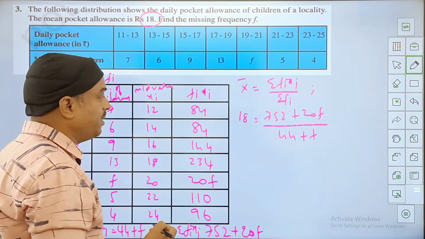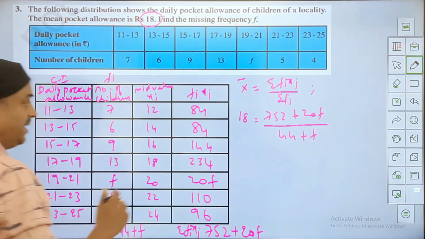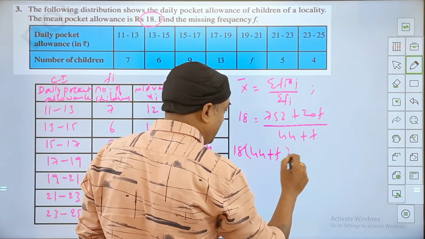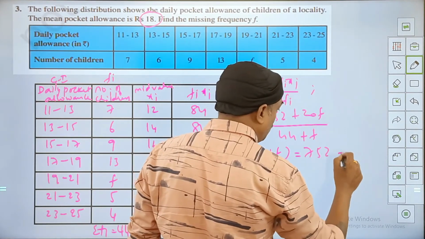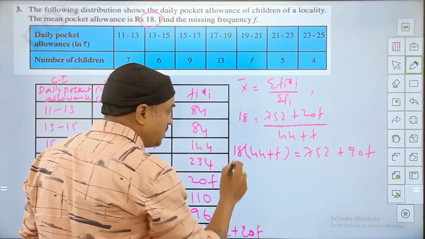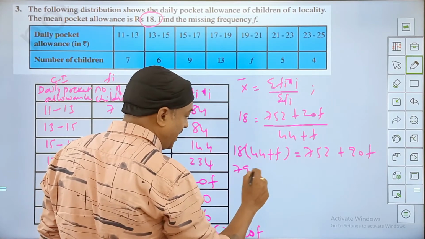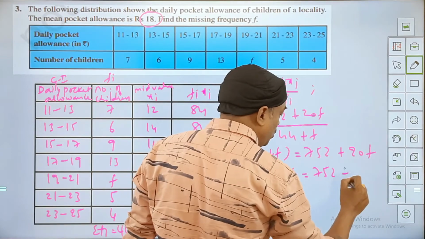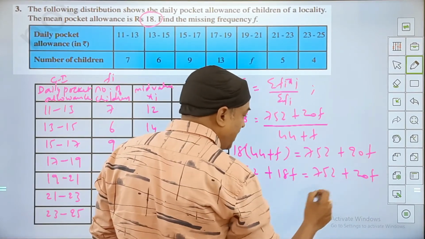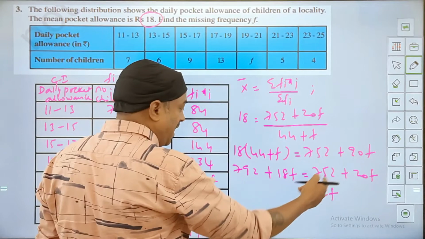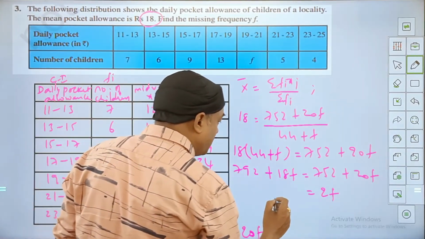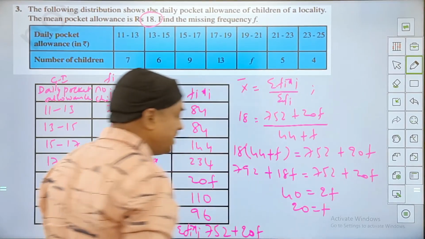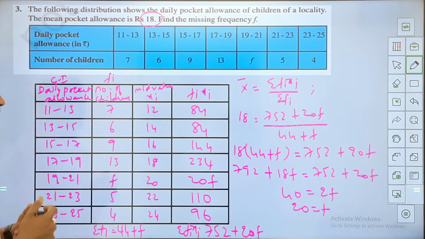So what is this number now? 18 times 44 is 792. I am just multiplying 18 into 44 plus F is equal to 752 plus 20F. So this product will be 792 plus 18F is equal to 752 plus 20F. Now sending these like terms to the other side, I will be left with 2F, and sending this to the other side, I will be left with 40, and the value of F I got as 20. So this is what my final answer is.